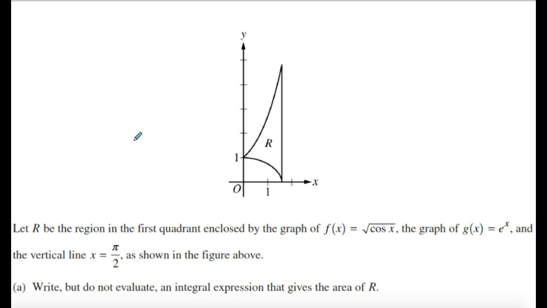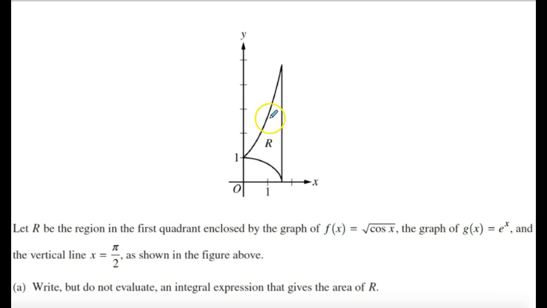In this example, it says let R be the region in the first quadrant enclosed by the graph of f of x equals the square root of cosine of x, the graph of e to the x, and the vertical line x equals pi over 2. All right, so first, write but do not evaluate an integral expression that gives the area of R.